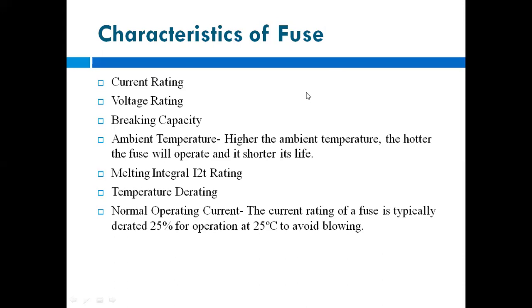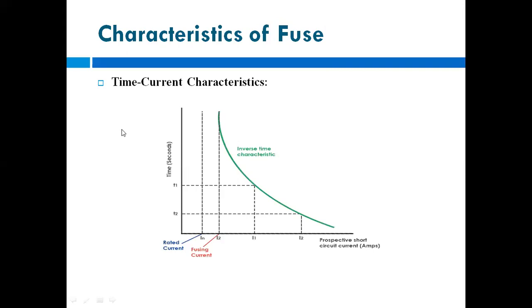Okay, so we'll see the next characteristic, that is the time current characteristic. This is a very important characteristic of the fuse. Here time is given on the y-axis, and prospective current means the RMS value of current. What is the prospective current? It is the RMS value of current when we are replacing that fuse element. So whatever current is flowing through the circuit, its RMS value is your prospective current. It is in amperes, and time is in seconds.